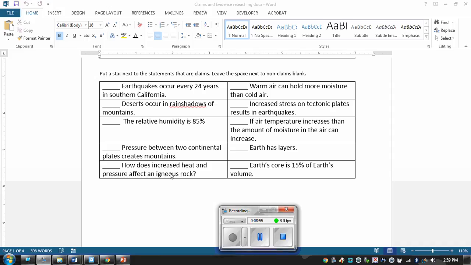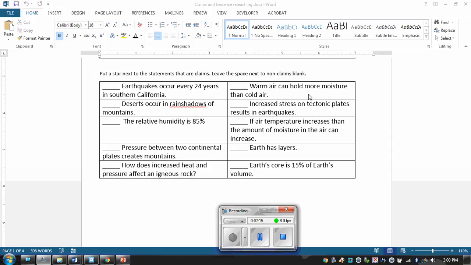How does increased heat and pressure affect an igneous rock? Well, first of all, it's a question, which makes it not a claim, right? A claim is a statement of how something is true. So we could say increased heat and pressure, and then say how does it affect the igneous rock, and that would make it into a claim. But as it's written right here, not a claim.